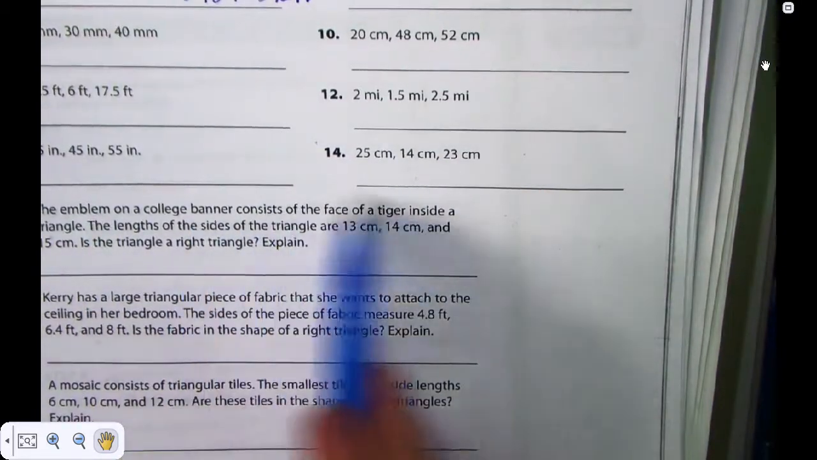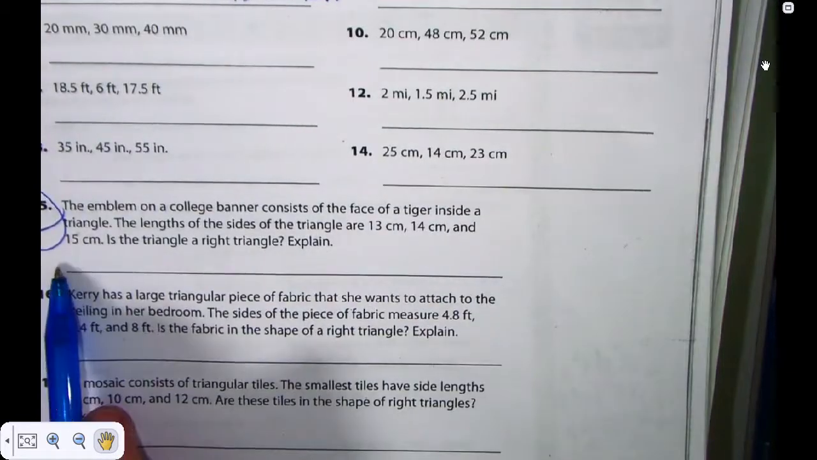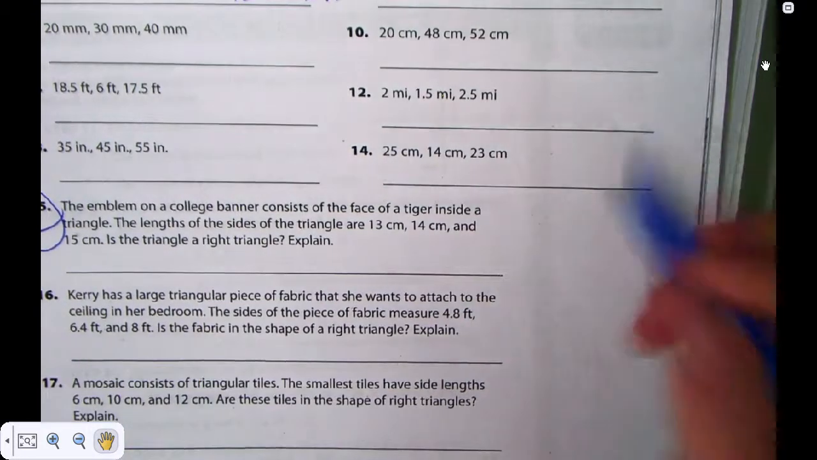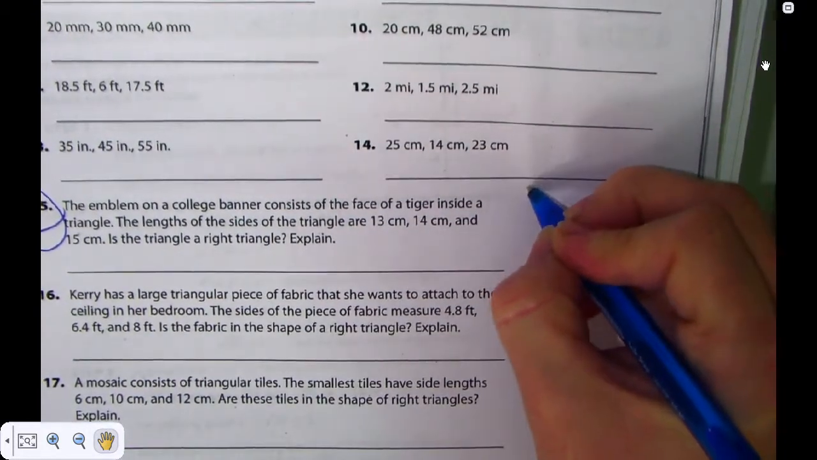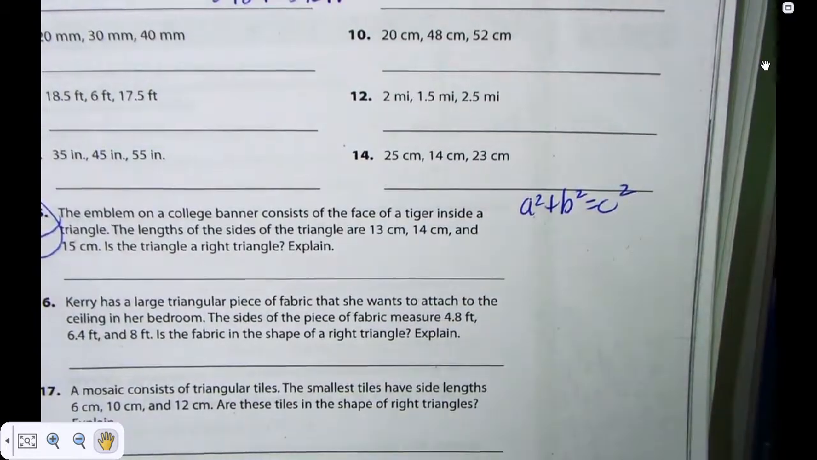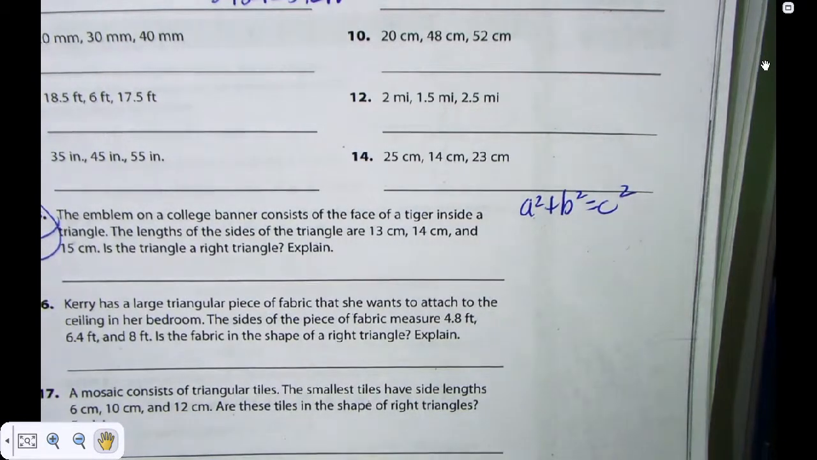Okay, on 15, it says a college banner is a triangle. The lengths of the sides are 13, 14, and 15. Is this triangle a right triangle? Tell them how we go do it. Do we use capital letters? No, don't use capital letters. There's a big reason for that.